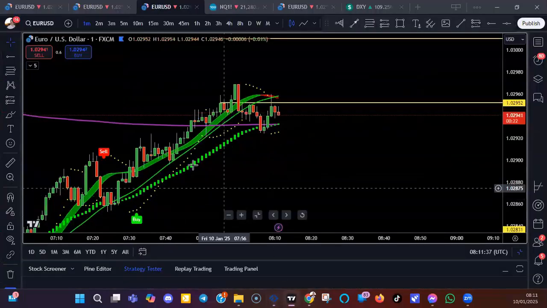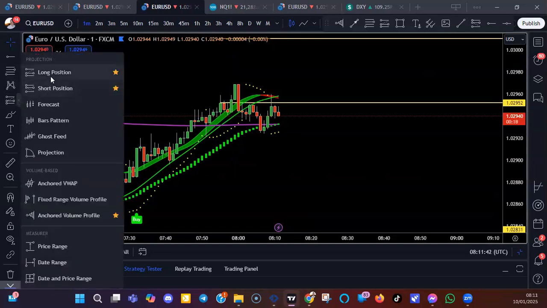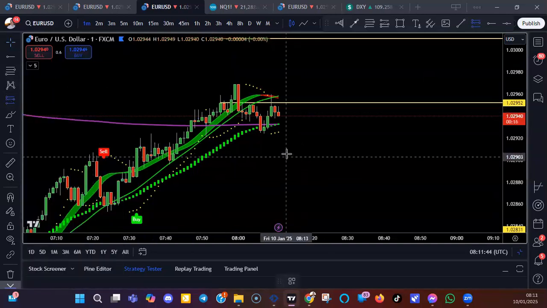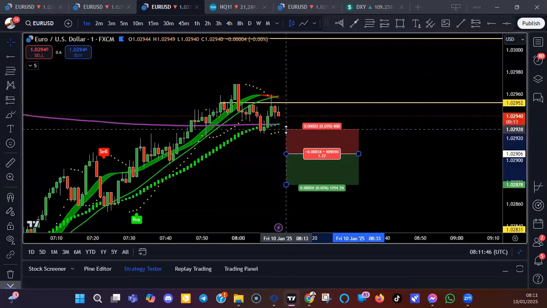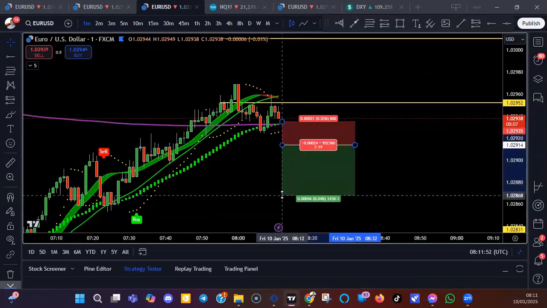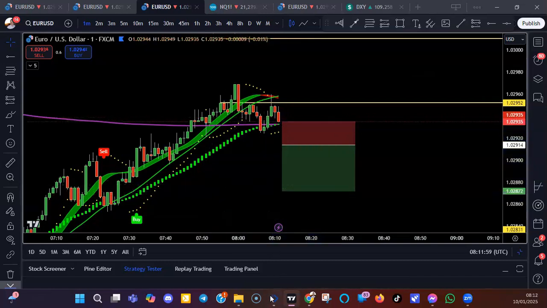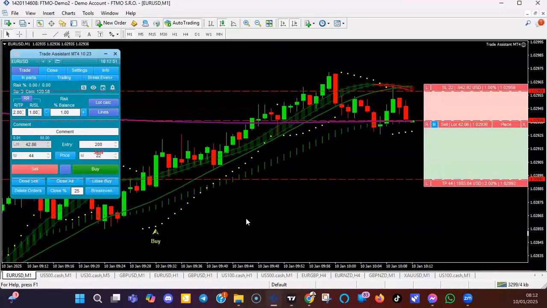Time to draw her up on here. Short position. Minimum of 2.2 pips away. There. 2 to 1 down there. That's the sort of scenario we're looking for. Right, let's go back on to where the action is.